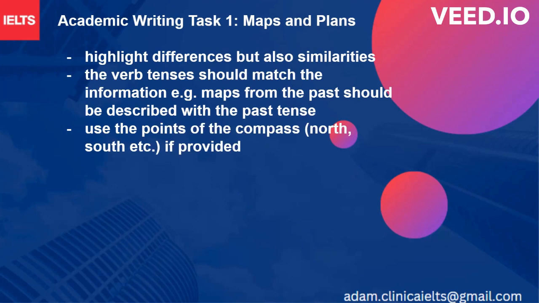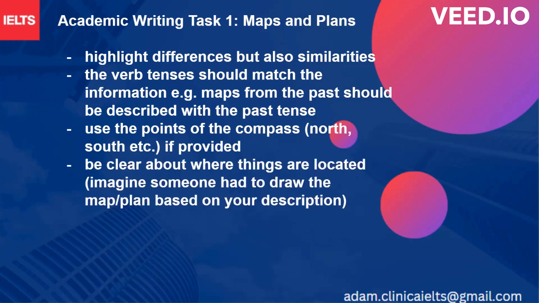Usually when you're given a map, it will include the points of the compass. That is to say, a little symbol with north, south, east, and west. If you have this symbol, you are expected to use north, south, east, and west when you are describing where places are. If you get a plan, you might not get the compass, and it's better to use up, down, left, and right, or top, bottom, left, and right. But where you're given the compass, you're expected to use that vocabulary in your description.